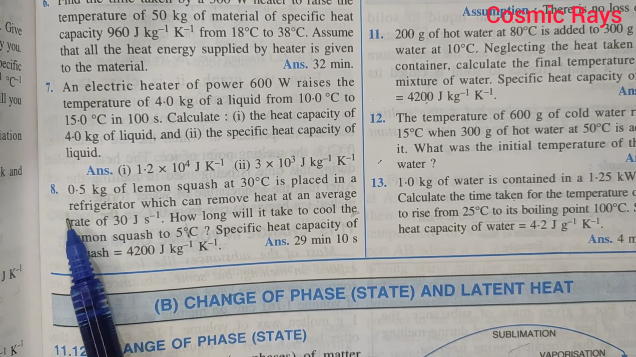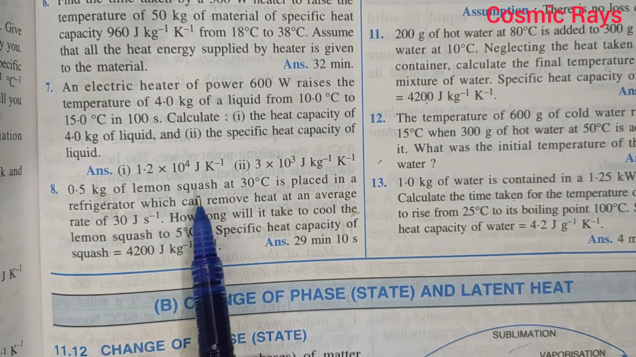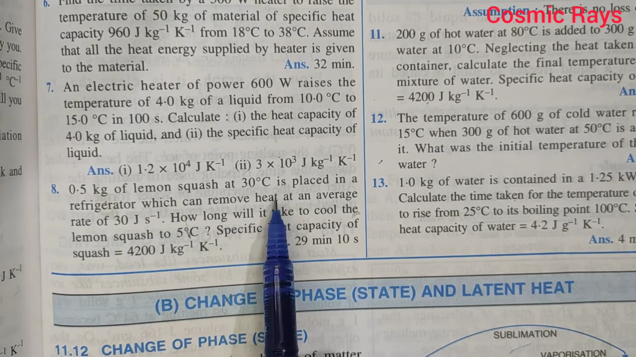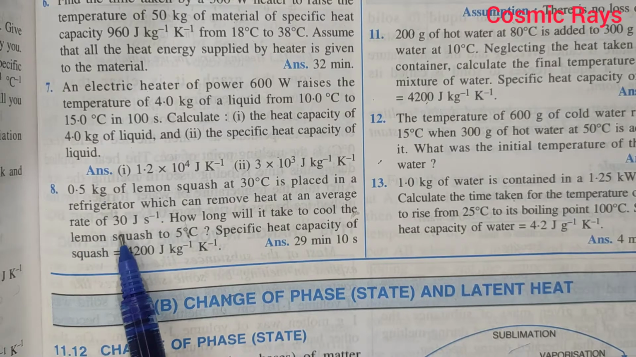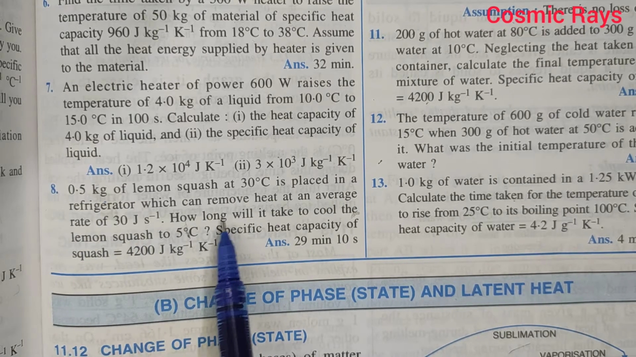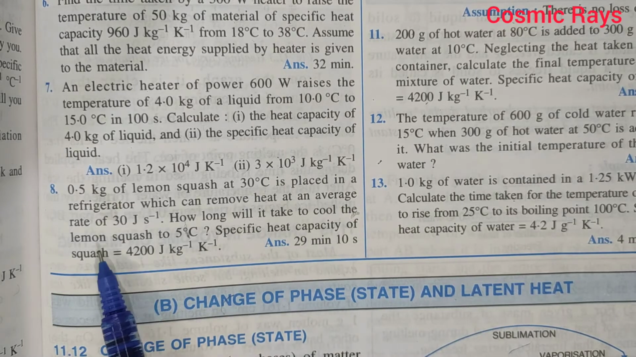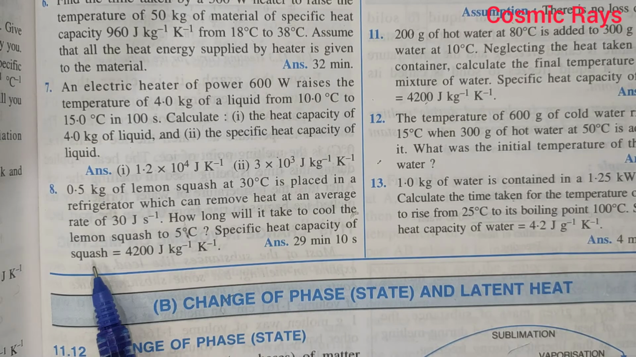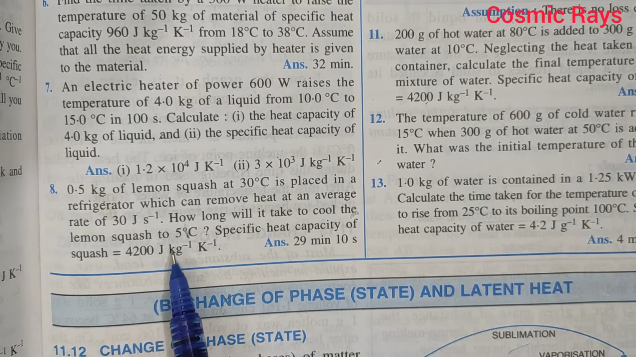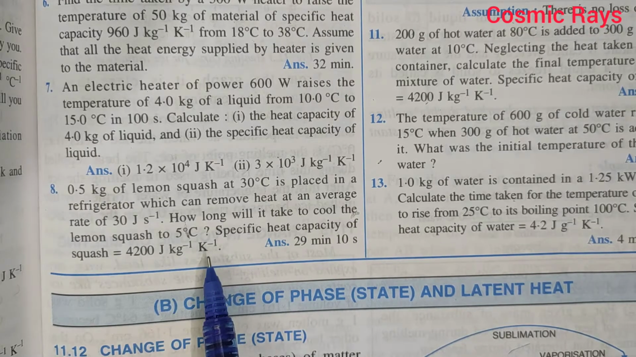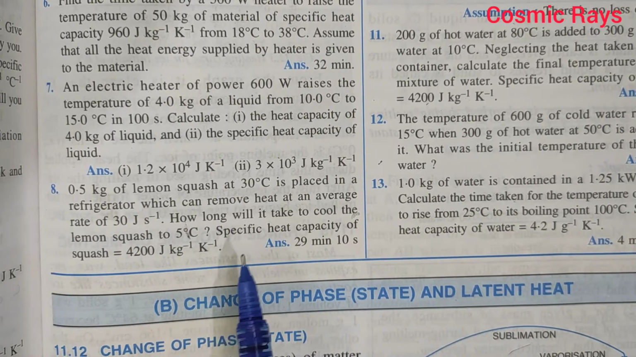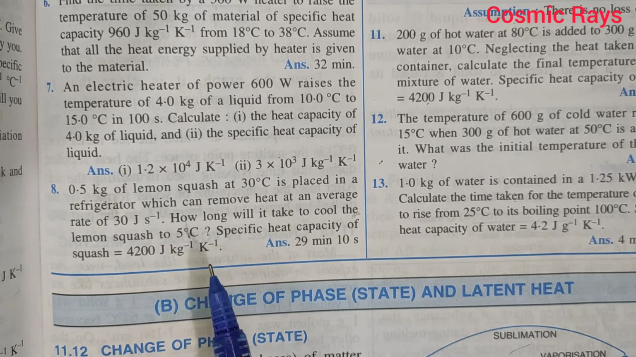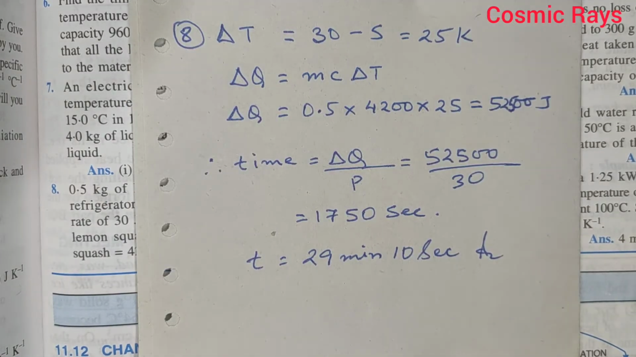It says 0.5 kg of lemon squash at 30 degrees Celsius is placed in a refrigerator which can remove heat at an average rate of 30 joules per second. How long will it take to cool the lemon squash to 5 degrees Celsius? Specific heat capacity of the squash is 4200 joules per kg per Kelvin. We have to find out the time taken to cool the lemon squash. So here we have written the given things.